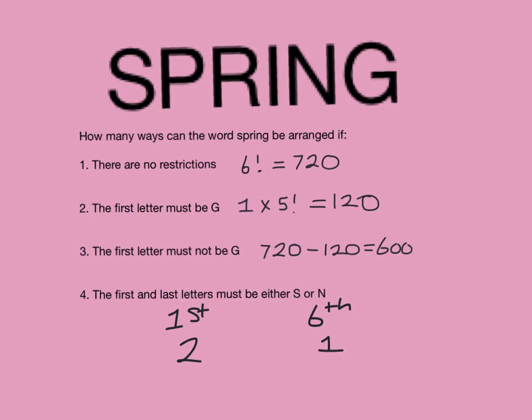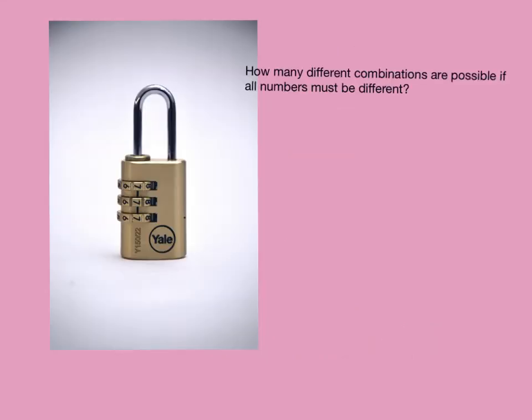And then for the middle, so that's the middle 4, so all the guys in here, there are going to be 4 options, so that's 4 factorial, and I'm going to multiply them. And when I do so, I get 2 multiplied by 4 factorial multiplied by 1, and that will give me 48 different combinations.